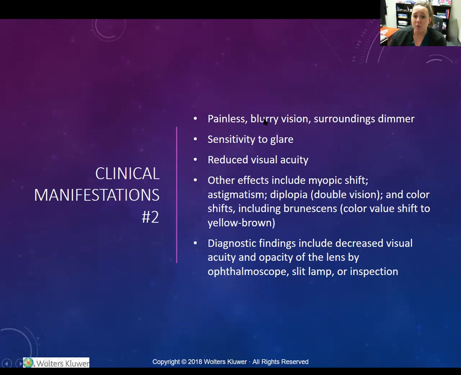They can have painless, blurry vision and a decreased visual acuity. This vision loss is painless. They can have double vision as well, see halos around the lights, and also have photosensitivity. And then you notice when they do an exam that they're going to have an absent red reflex. You guys remember what the red reflex is from fundamentals. Diagnostic findings include decreased visual acuity and opacity on the lens when you look through the ophthalmoscope with inspection.